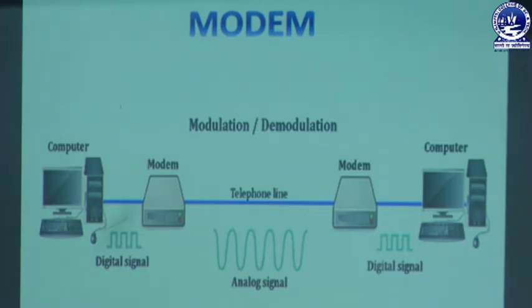In this way modulation and demodulation are performed. The process of conversion from digital signal to analog signal is called modulation, and the process of conversion from analog to digital signal is called demodulation. Modulation is performed by the modulator and demodulation is performed by the demodulator, and both are carried out by a device that is known as a modem.